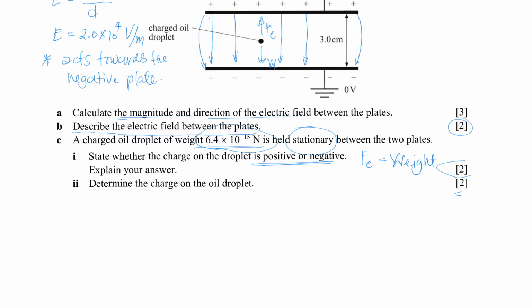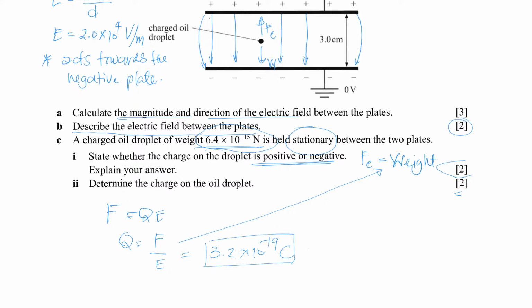Next, determine the charge on the oil droplet. So the charge will be from the formula F is equal to Q times E. Then your Q will be F all over E. We have calculated the E at the top, and the F is balanced with the weight. Then you can get the answer. The answer is around 3.2 times 10 to the minus 19 coulombs. So you would notice that this is just 2 electrons. 1 electron is 1.6 times 10 to the negative 19. So this is 2 electrons.